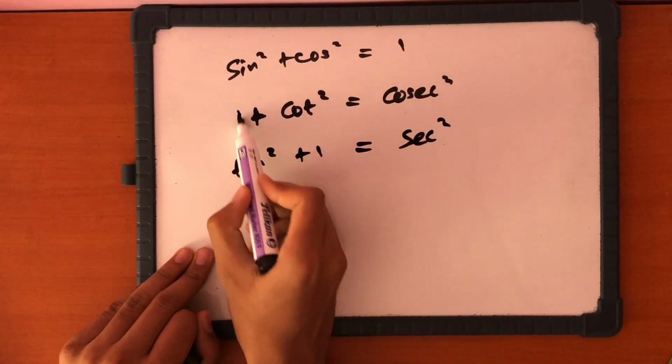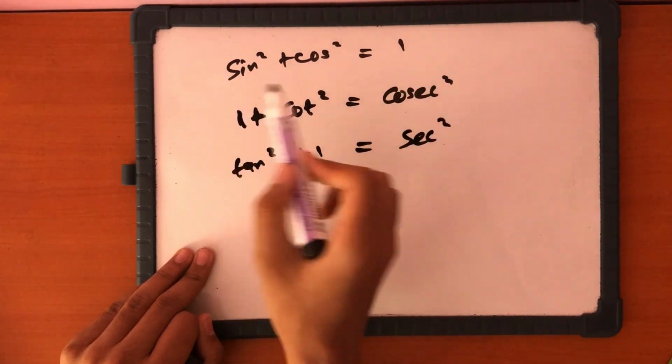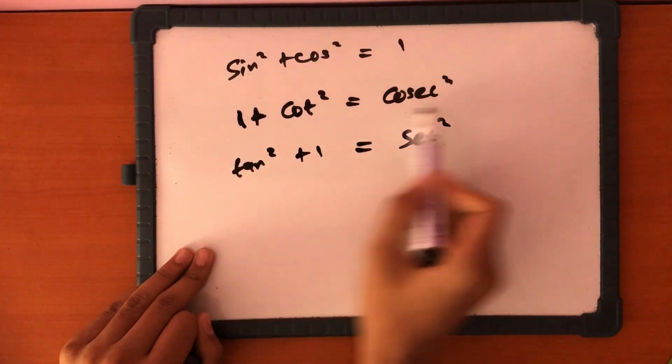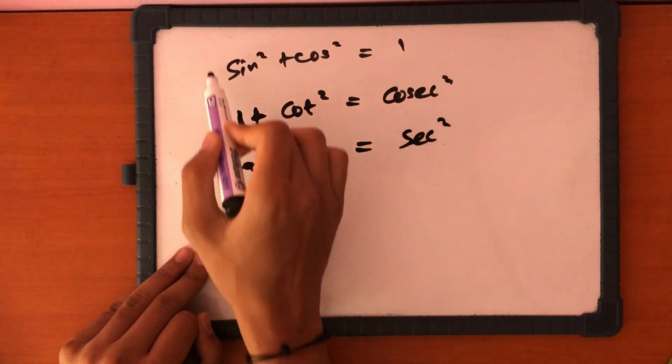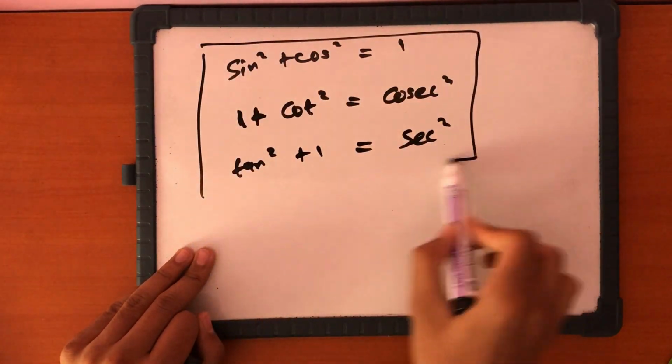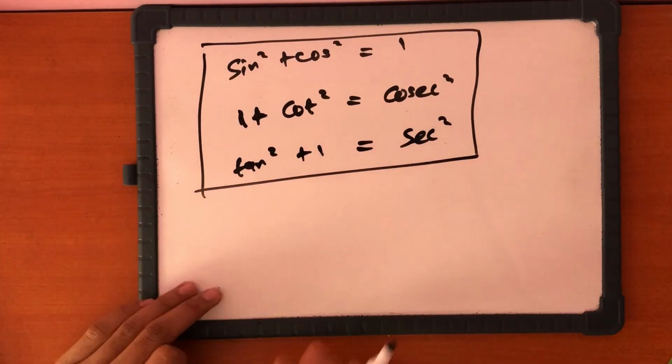So you remember this. Hopefully you know how it comes. It just comes from this fundamental one. When we divide by sine squared first, we get this. And when we divide by cos squared, we get this. So these three are fundamental. And then the addition formula, the double angle one.